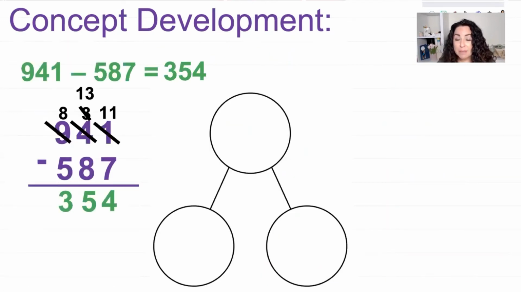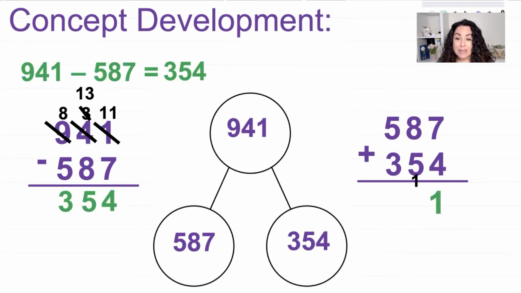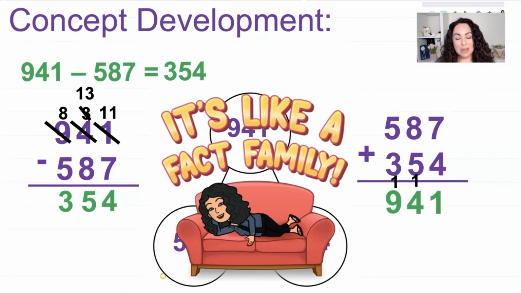So if I check my work, I'm going to go ahead and put those numbers in the number bond. Let's line up our parts. 587 plus 354, and 7 plus 4 is 11. Put your tens up high and your ones down low. Let's add 8 plus 5. 8 plus 5 is 13. One more is 14. So remember, put your tens up high and your ones down low. 5 plus 3 is 8, and one more is 9. So it's like a fact family. All those numbers work together, and we know that we subtracted correctly because our parts are equal to the whole.